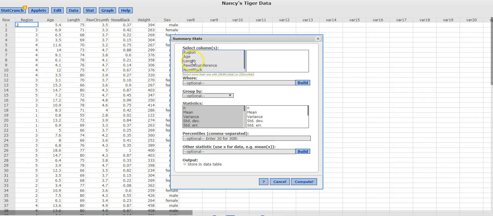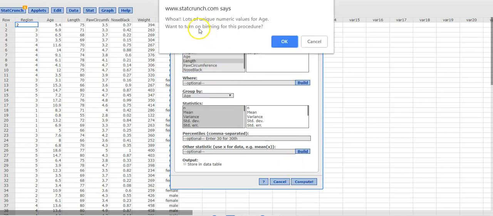So let's say that I look at length and I try to group it by age. When I click on compute at the bottom, it tells me there are lots of unique values for age, and it asks me if I want to turn on binning. What this means is that it wants to create age classes because otherwise it's got too many different age values. If you look at all the different ages over here, since they're in decimals, there would be lots and lots of them. And you don't want to have summary statistics for each different possible value of the age. So I'm going to tell it OK so that it does turn on binning.